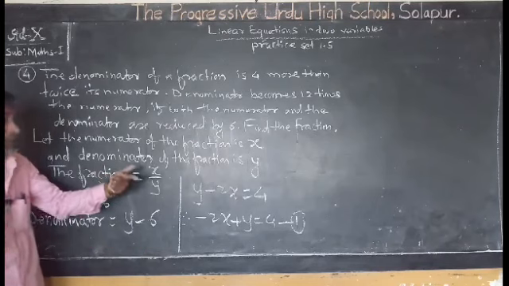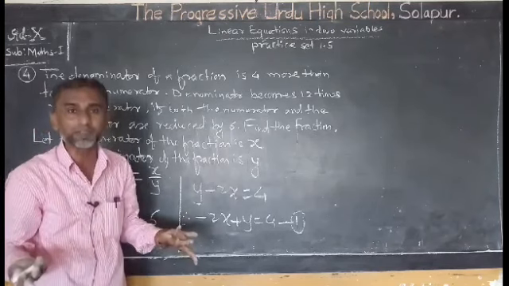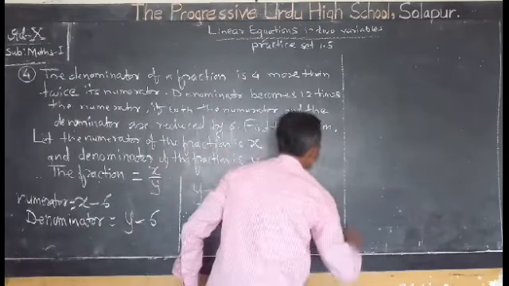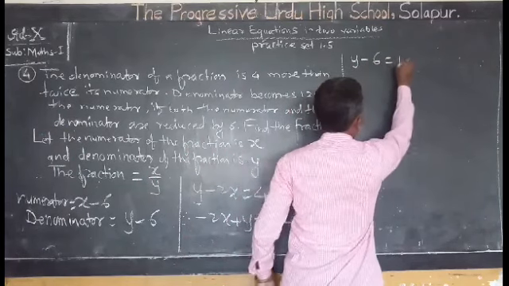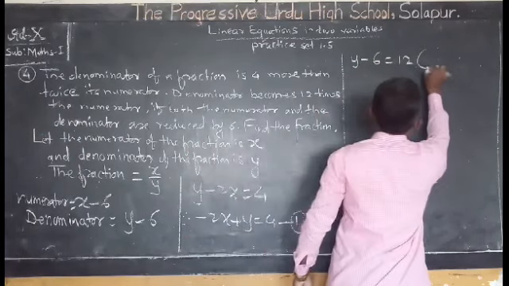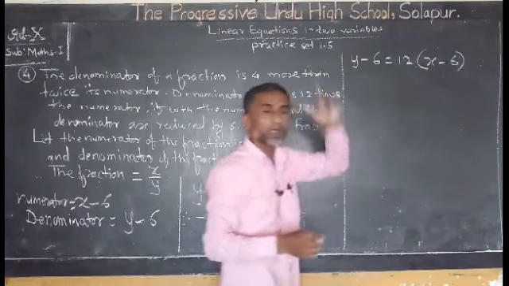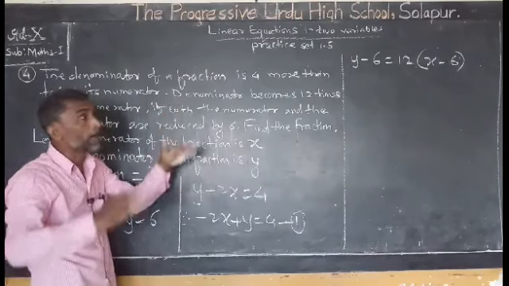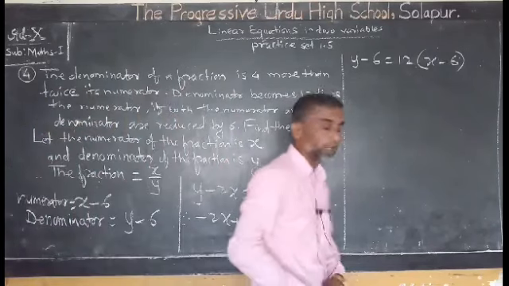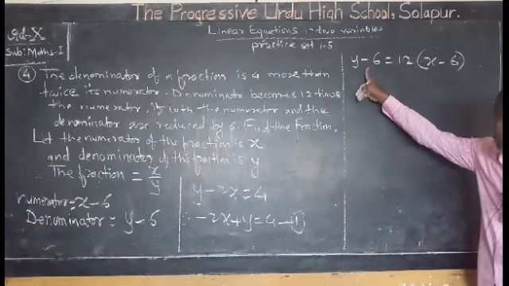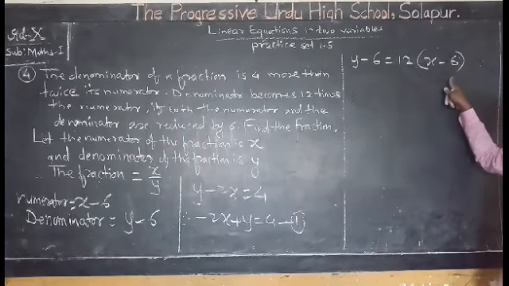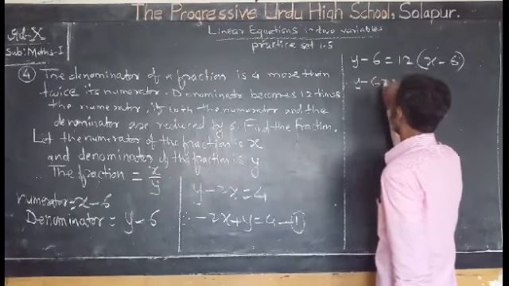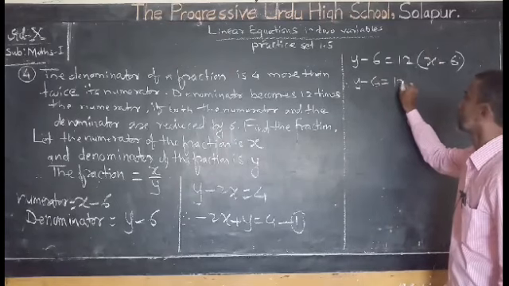Now, according to the given condition, after reducing by 6, what happens? The denominator becomes 12 times the numerator. This is the denominator, y minus 6. It becomes 12 times numerator, x minus 6. This will be the next equation according to the second information given in the problem. Now, solve further. Therefore, y minus 6 is equal to 12 into x, 12x.